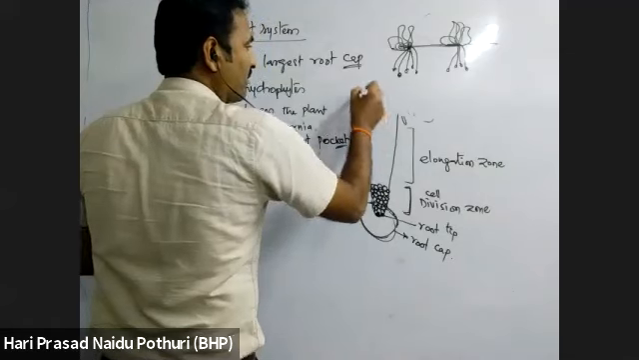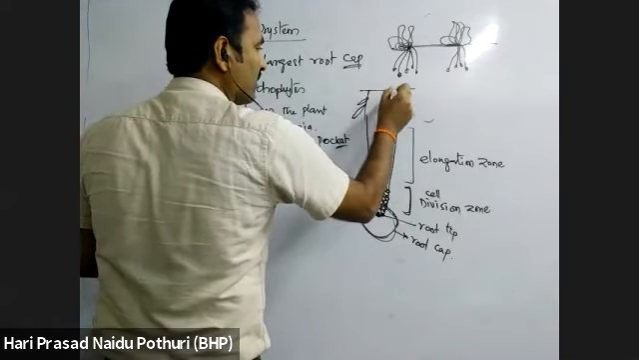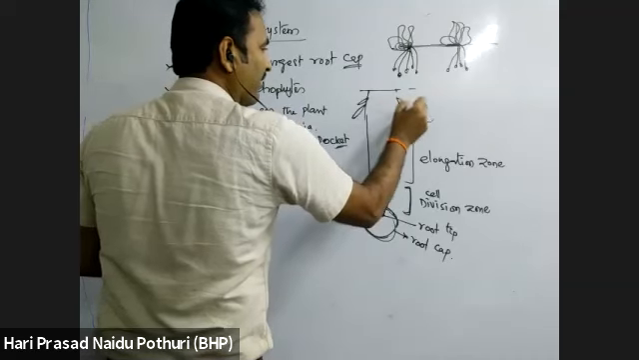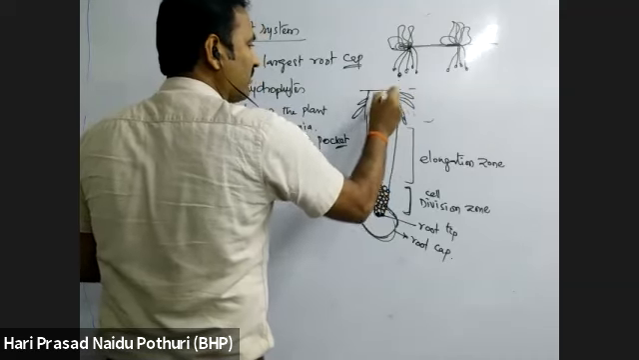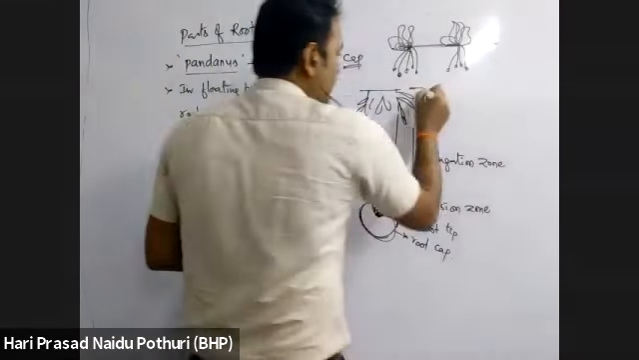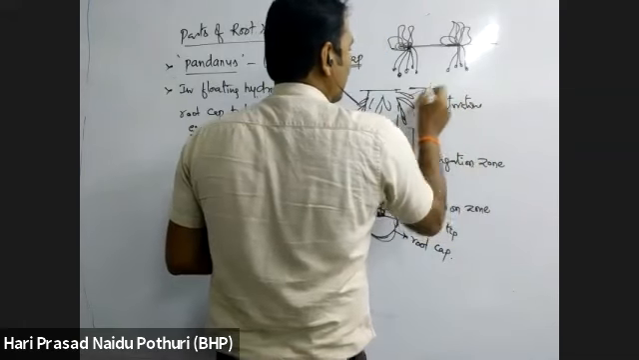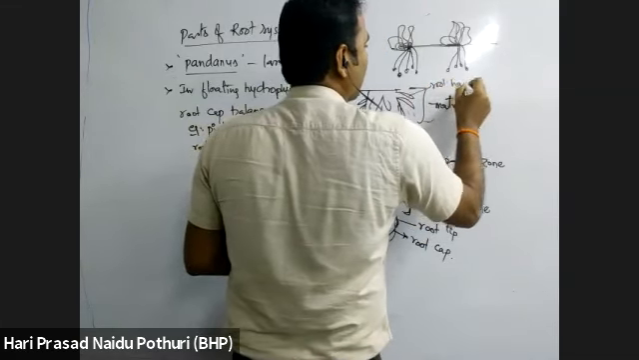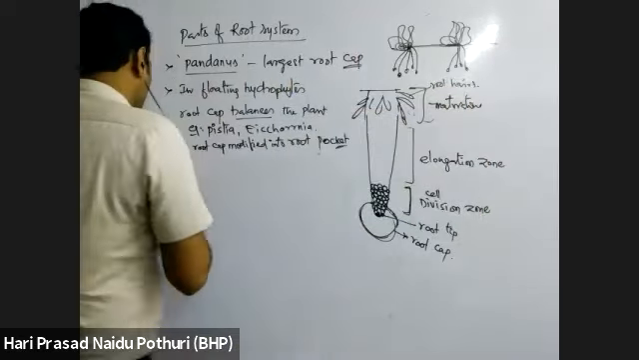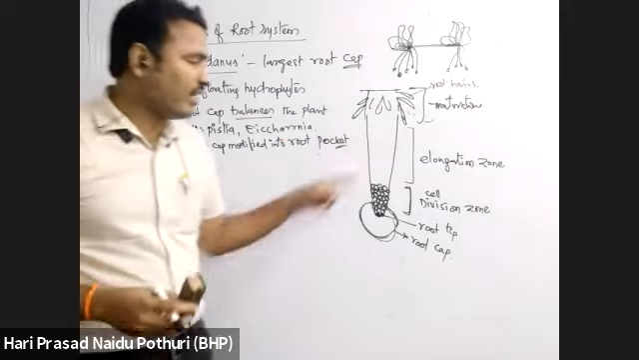Here the diagram is needed until the end of this topic. We need this diagram where root hairs are shown like that. This is the maturation zone. These are root hairs. So below that, actually below that means what we can say?